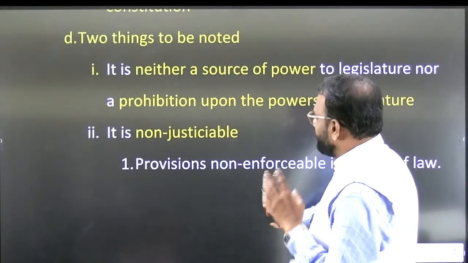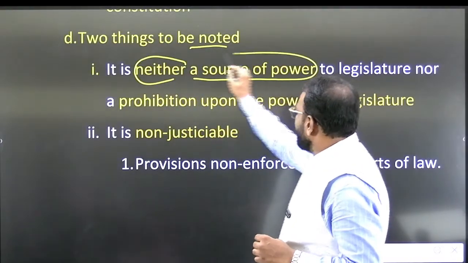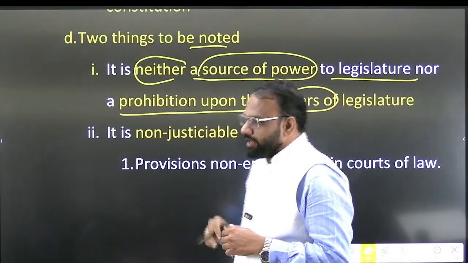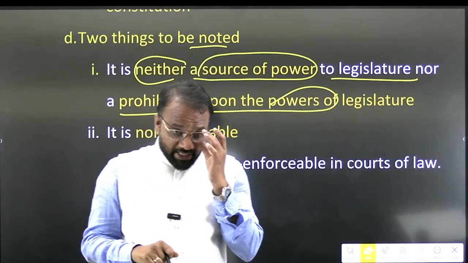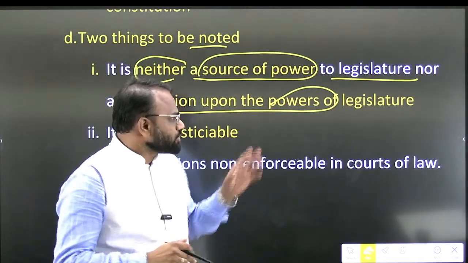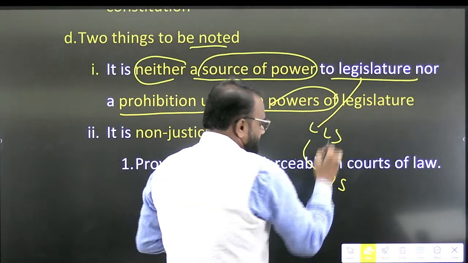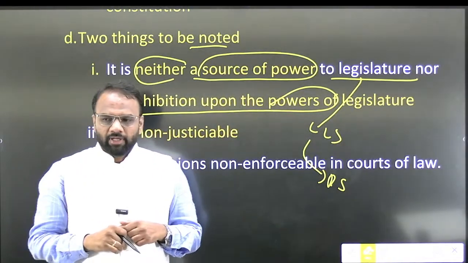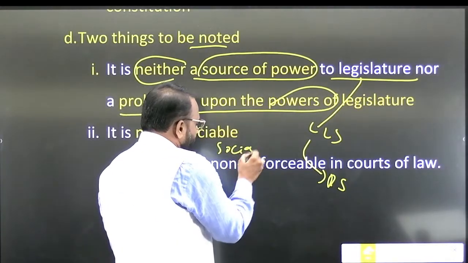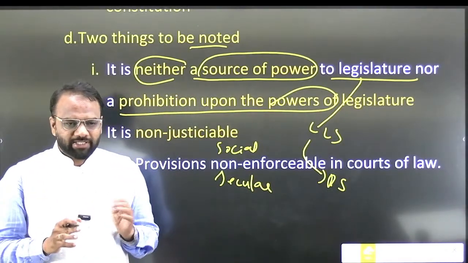Next, this is very important. Two things to be noted. It is neither a source of power to the legislature nor a prohibition upon the powers of the legislature. Very important. Neither a source of power to the legislature, nor a limitation on the powers of the legislature. What does it mean? Let us take the example of the legislature, meaning Lok Sabha and Rajya Sabha. Now there is a term called social, and a term called secular.